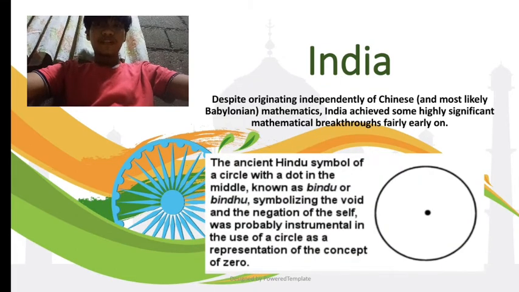Despite originating independently of Chinese, and most likely Babylonian, mathematics, India achieved some highly significant mathematical breakthroughs fairly early on. The ancient Hindu symbol of a circle with a dot in the middle, known as Bindu, symbolizing the void and the negation of the self, was probably instrumental in the use of a circle as a representation of the concept of zero.